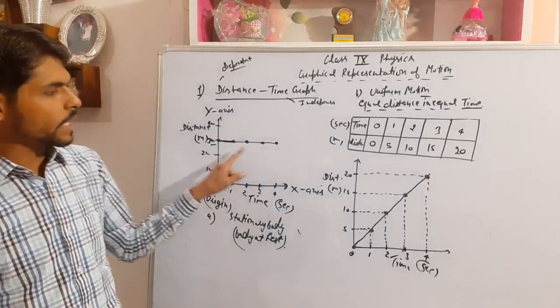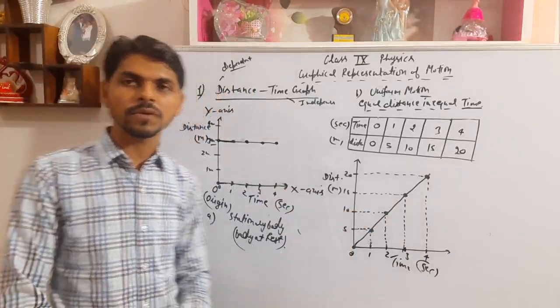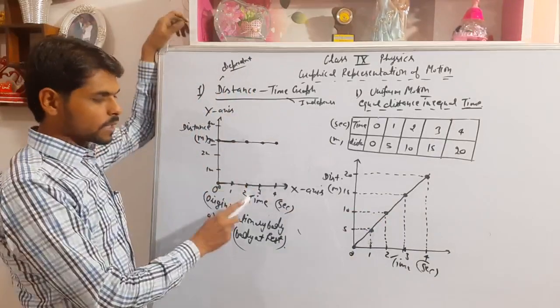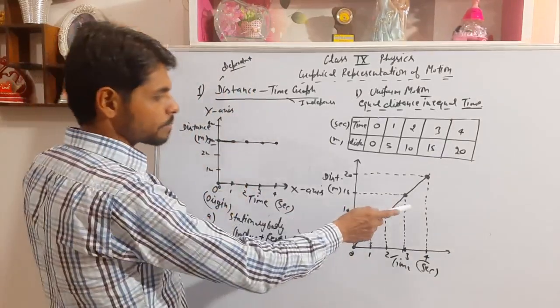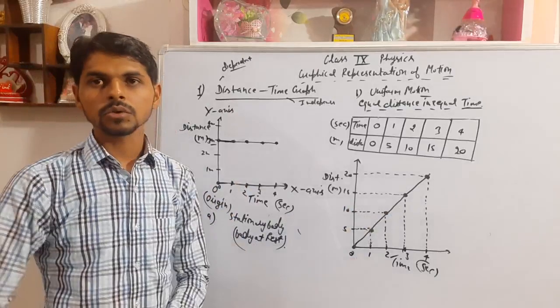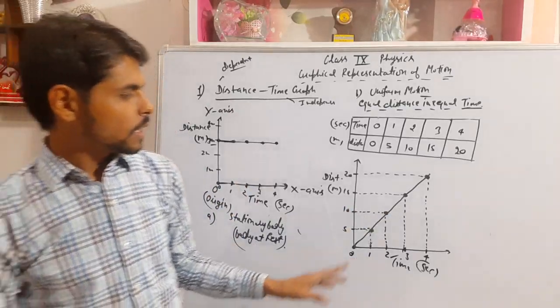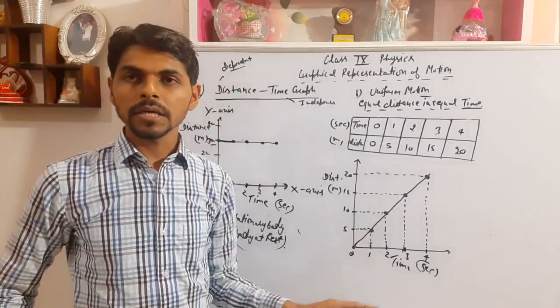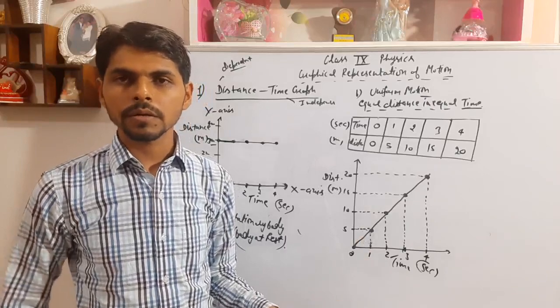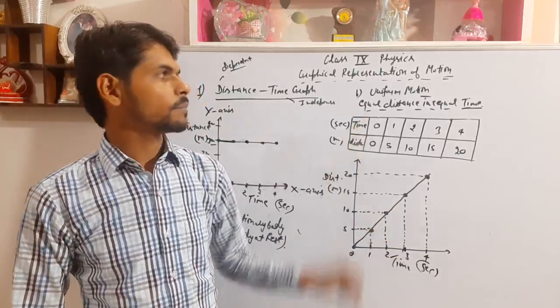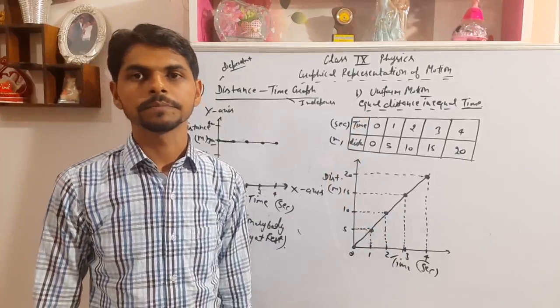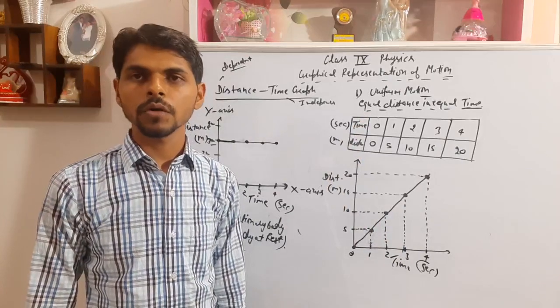This is also a straight line, this is also a straight line, but what is the difference between them? This straight line is parallel to the time axis, but this straight line is not parallel to the time axis. You can look over here. It means the body is covering equal distance in equal intervals of time. That means uniform motion.